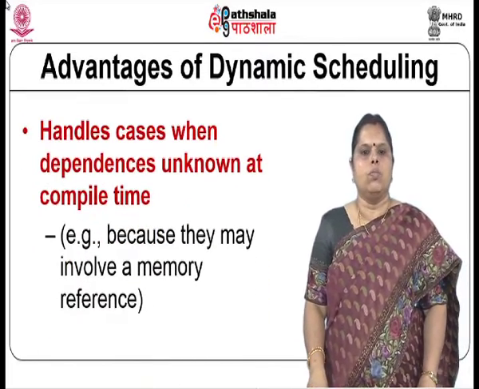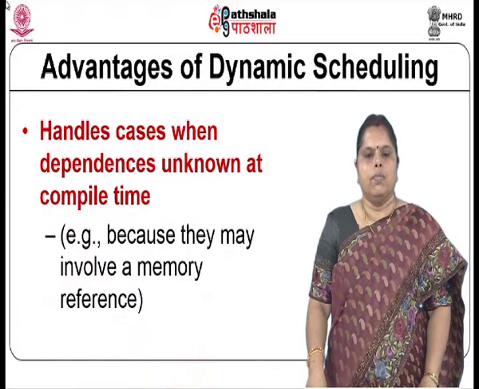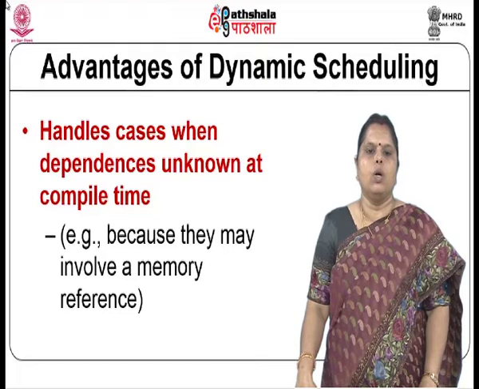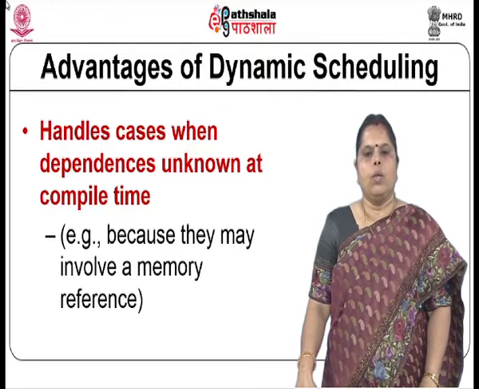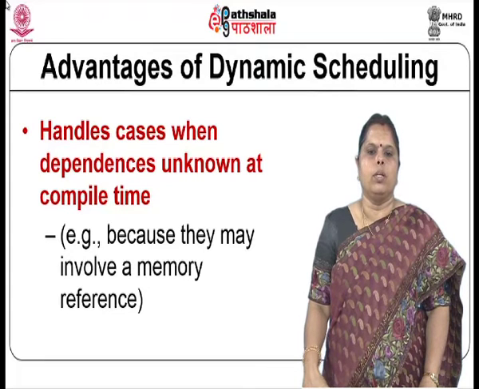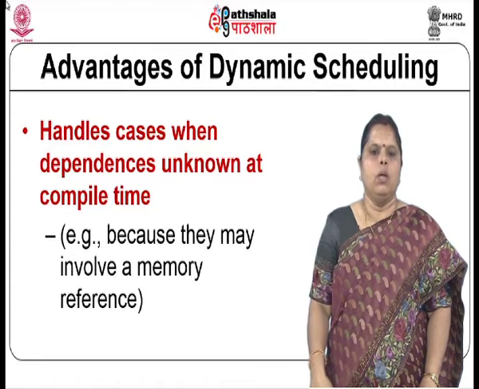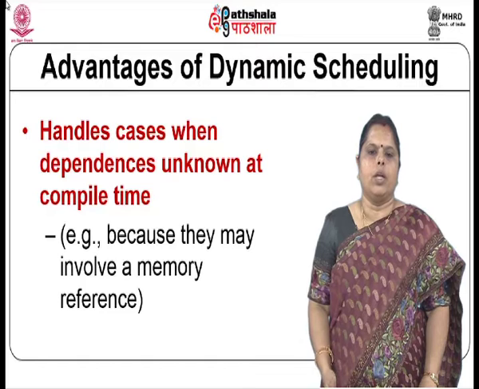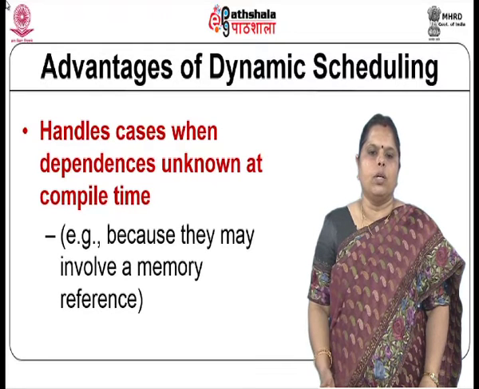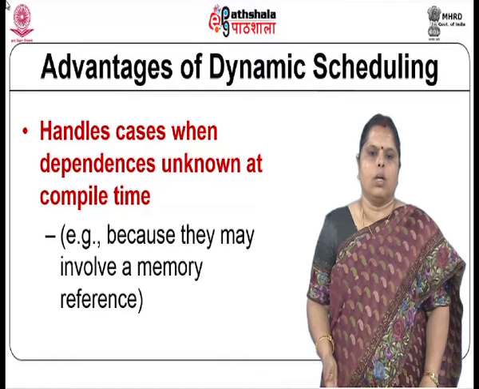Now, the advantages of dynamic scheduling are the fact that dynamic scheduling can handle cases when dependencies are unknown at compile time. For example, when you have a memory reference involved, the compiler may not be able to identify whether two memory locations will cause a problem. For example, if you have an address as 20(R2) and 45(R3), the compiler has no way of determining whether these two addresses will refer to the same memory location. That can be done only when the effective address is calculated.